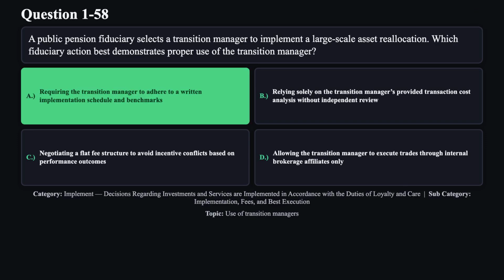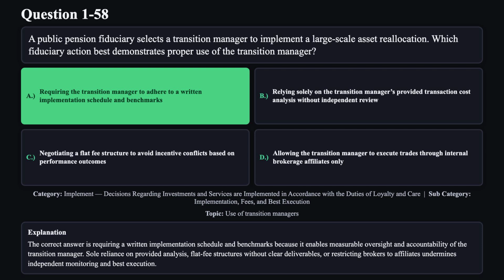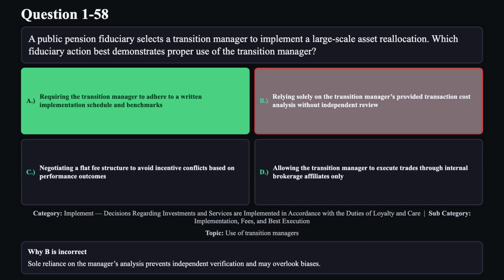The correct answer is A. The correct answer is requiring a written implementation schedule and benchmarks because it enables measurable oversight and accountability of the transition manager. Sole reliance on provided analysis, flat fee structures without clear deliverables, or restricting brokers to affiliates undermines independent monitoring and best execution. Reason B is not correct.